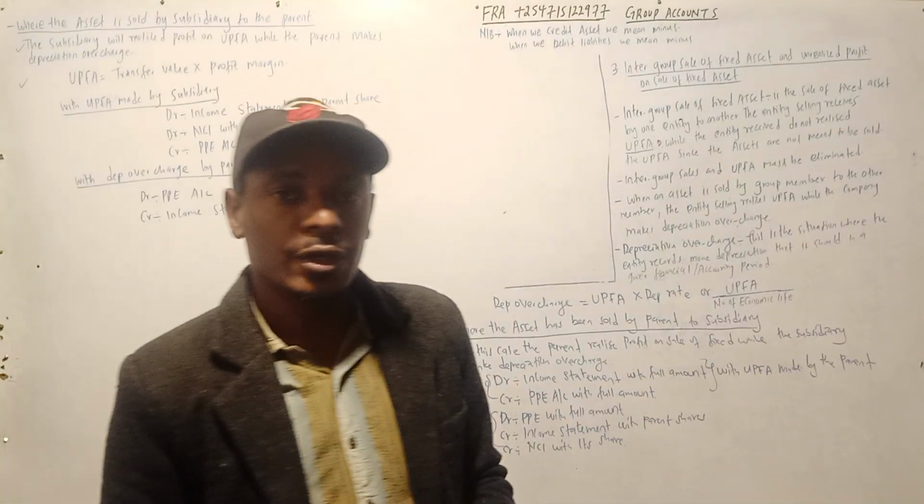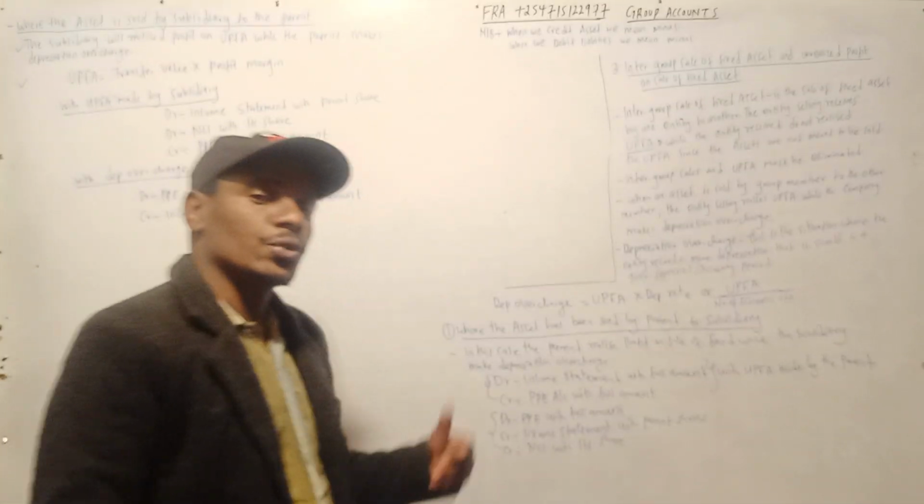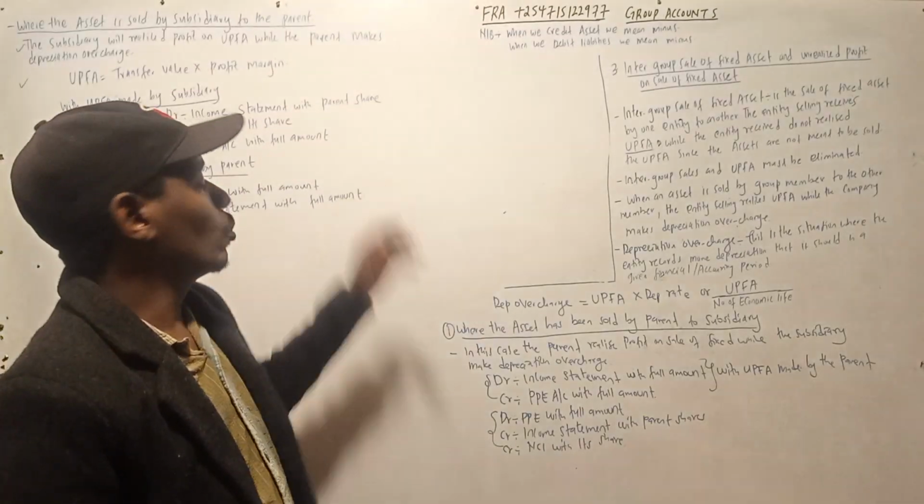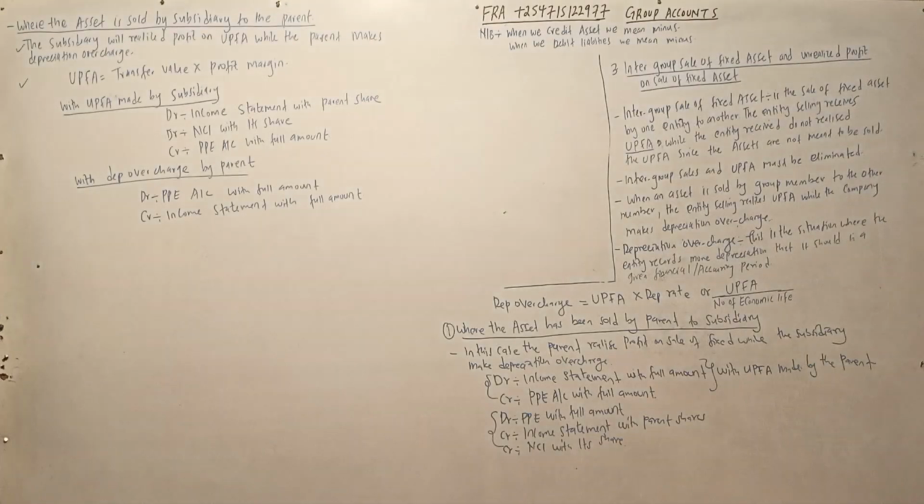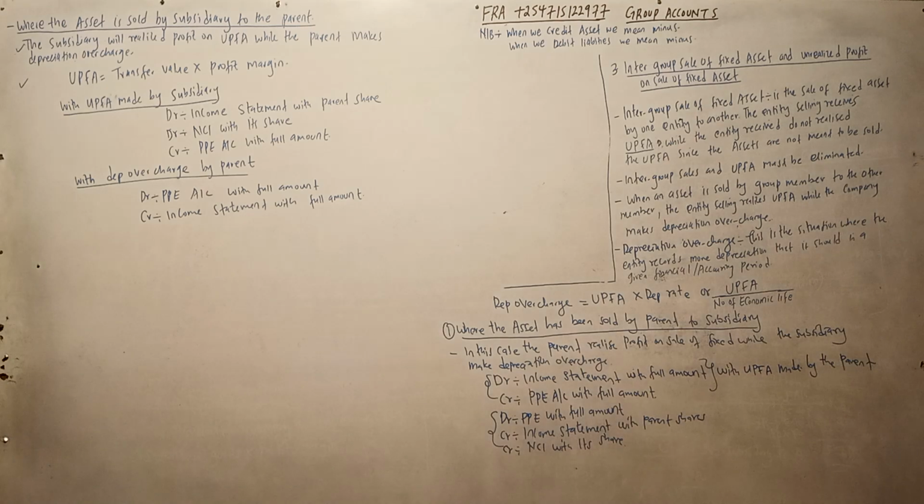So the UPFA is the transfer value multiplied by the profit margin. For you to get the UPFA, the unrealized profit on fixed asset, you take the transfer value, then you multiply it with the profit margin. That is all about the UPFA, the intergroup sales of fixed assets. There is nothing more or less to add on it. That one will mark the end of the third one.